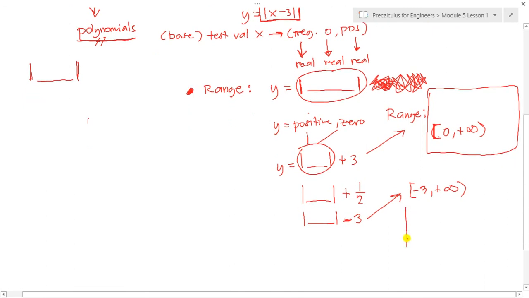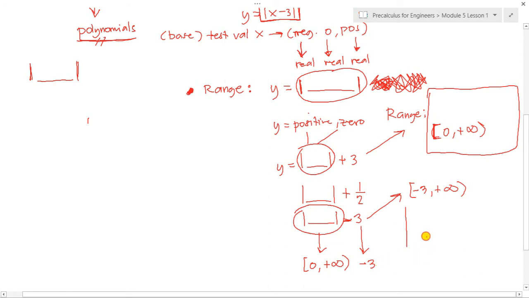Unsa man? Tama or dili? Okay. So, ang answer ni is ang range nimo is kani siya. Unsa gi range ani? This is from 0 to positive infinity. And then, unsa may range ani niya? Negative 3 lang. So, therefore, unsa imong answer ini? Ang range nimo is duha.